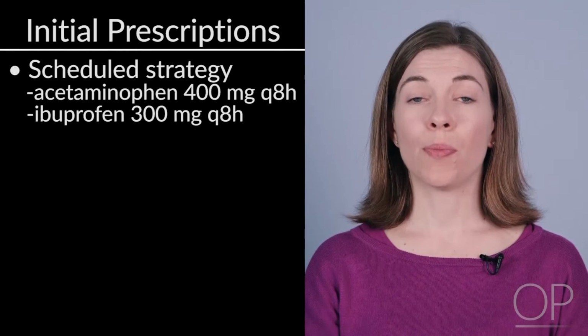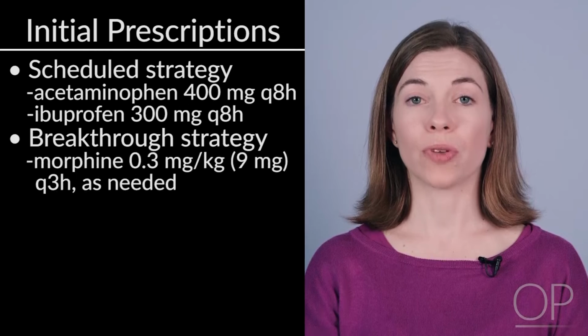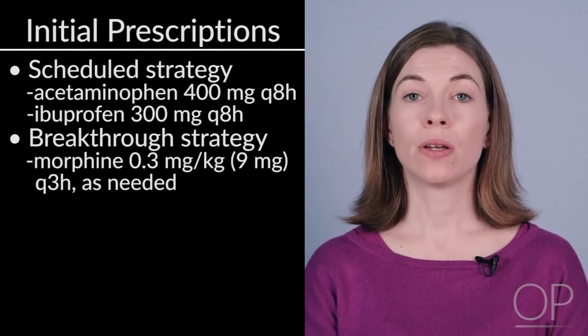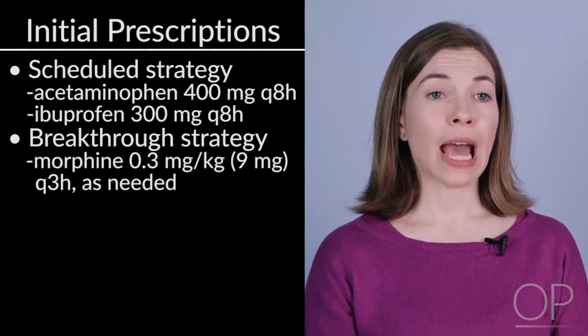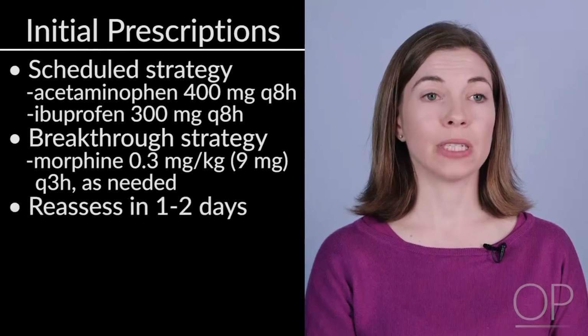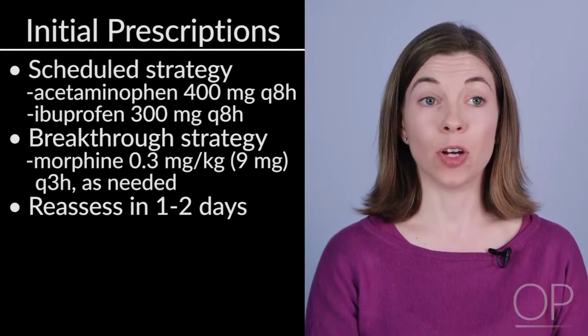And then we would offer a breakthrough strategy with morphine at a starting dose of 0.3 milligrams per kilogram, which would equal 9 milligrams, every 3 hours as needed for breakthrough pain. And then my plan would be to reassess Ethan in 1 to 2 days, most likely by phone follow-up.